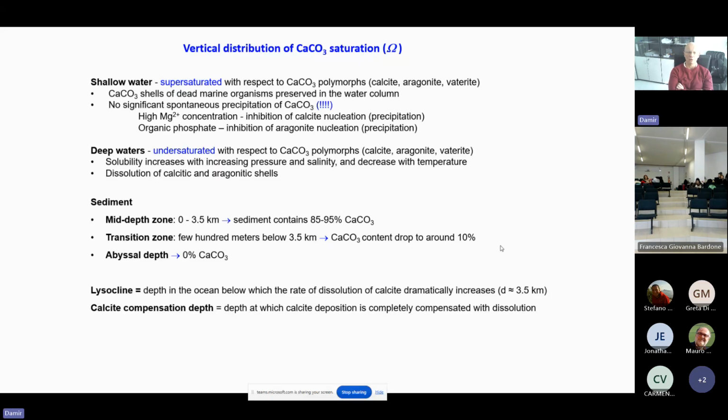Some terms, like lysocline, are related to the distribution of calcium carbonate in the water. The lysocline is a depth in the ocean below which the rate of dissolution dramatically increases. The calcium carbonate compensation depth is the depth at which calcite deposition is completely compensated by dissolution.